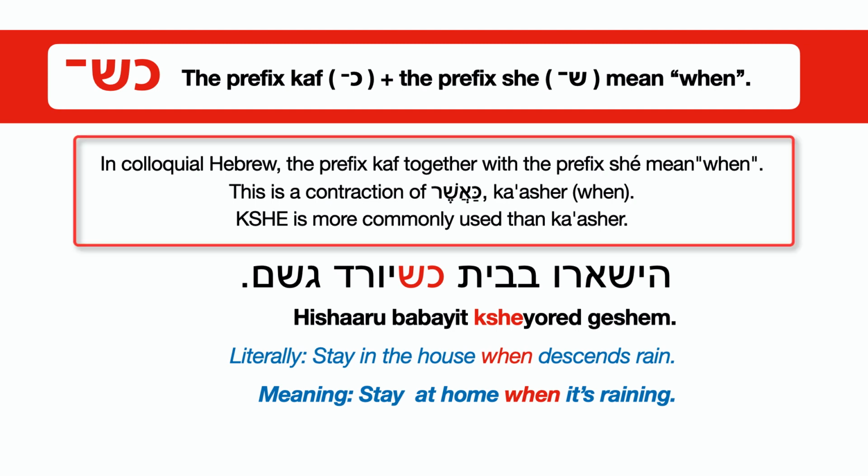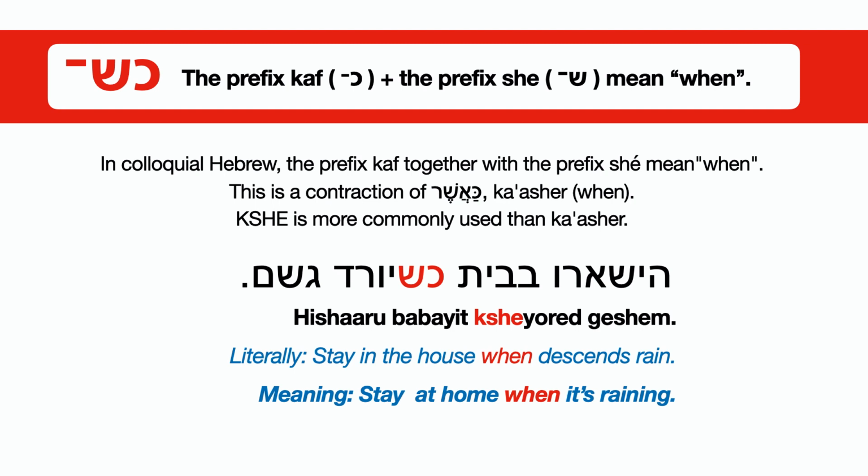In colloquial Hebrew, the prefix kaf together with she is used as a contraction of ka'asher. Ka'asher means when, again, when referring to a circumstance. But instead of saying ka'asher, modern Hebrew speakers would really use kshe. So it's really like contracting ka and asher. So kshe, kshe. Instead of saying ka'asher, you say kshe.